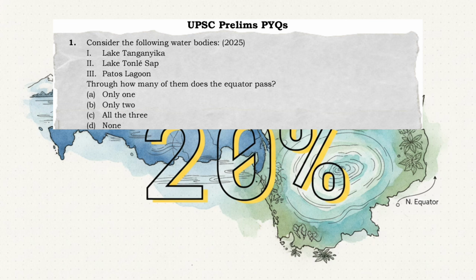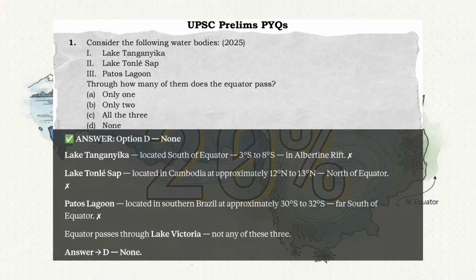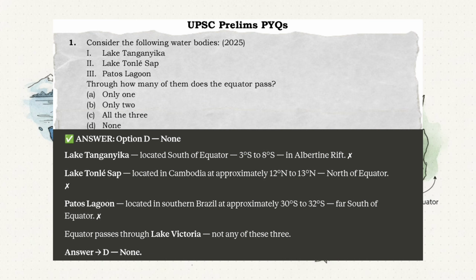Option A, only 1. Option B, only 2. Option C, all the 3. Option D, none. Pause 5 seconds. Answer: Option D, none. Lake Tanganyika, located south of the equator, 3 degrees S to 8 degrees S in Albertine Rift.